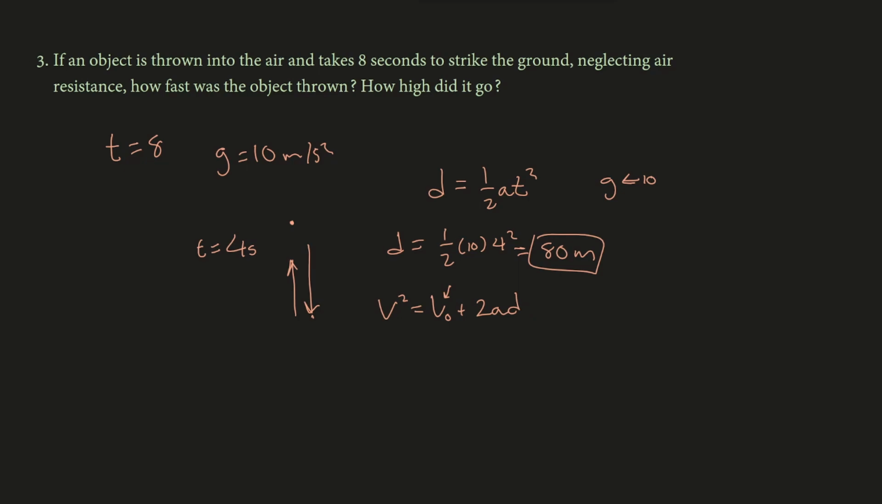So we can set this V initial squared to 0. So you get V squared is equal to 2, and then we're going to multiply by the g, 10, times our distance, which is 80. And this is going to give us V squared is equal to 1600, like this, where V is equal to 40 meters per second.